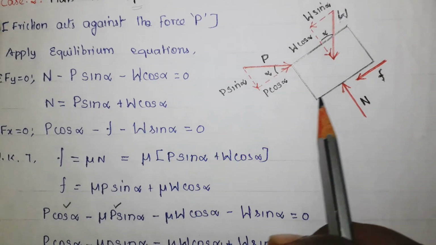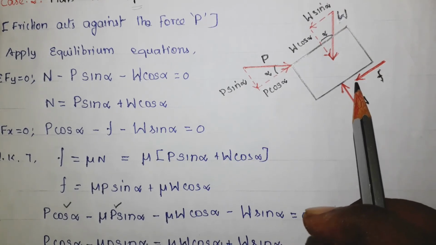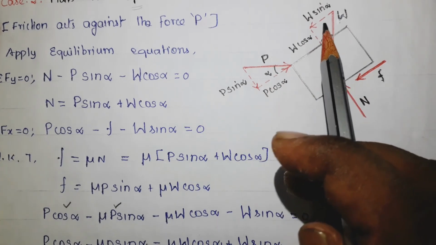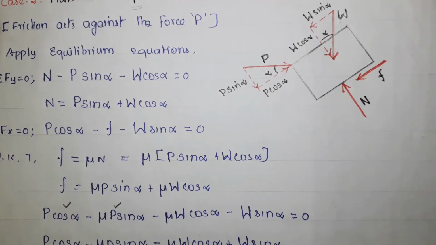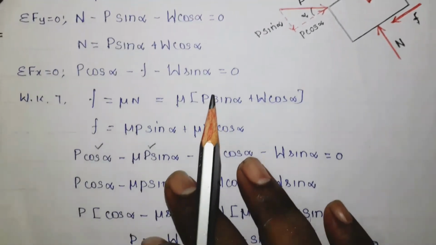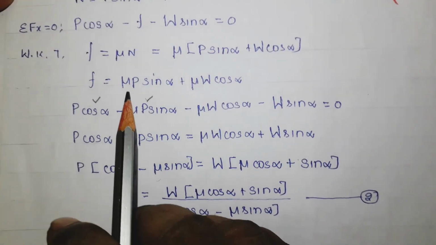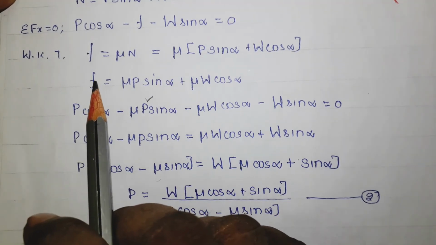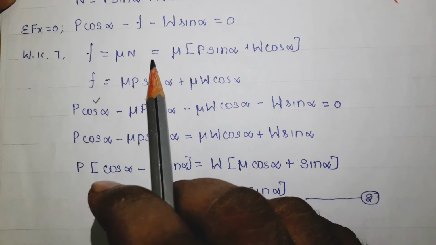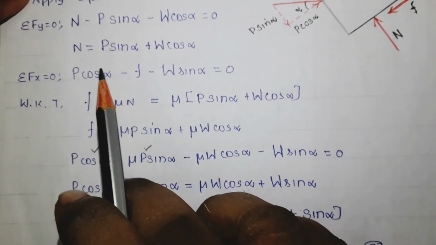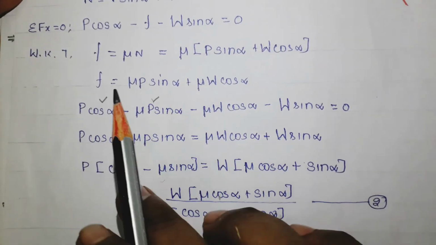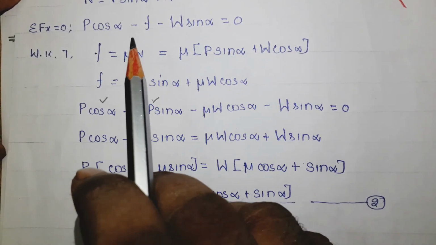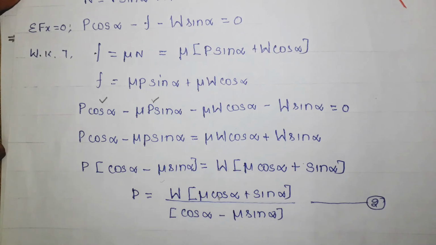Now apply the next equation, summation of all horizontal forces equals 0. In this case, there are three horizontal forces. One is the friction in the downward direction, so it is minus, and P cos alpha is plus, and W sin alpha is also acting in the downward direction, so that is also minus. Now this equation will become P cos alpha minus F minus W sin alpha. But we know that friction can be written as mu into N. In the place of N, you substitute this value. So this friction will become like this. Now substitute this in the equation in place of F.